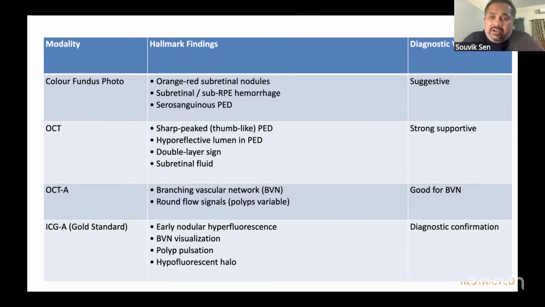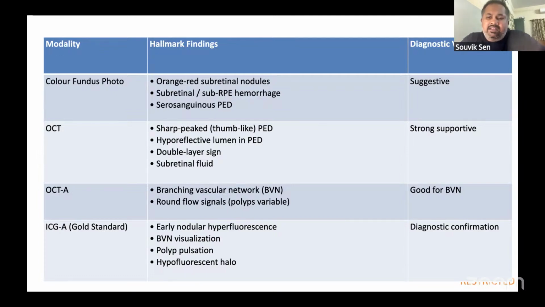But I'd like to focus on the last column, because what we have to understand is that each of these modalities has a certain value in the hierarchy of diagnostic tools. ICGA, as you can see, gives us a diagnostic confirmation, so it's right up there at the top level. In a close second is the OCT, which is strongly supportive. It might not be as confirmatory as ICGA, but it is very strongly supportive. And of course, color fundus photo is only suggestive.